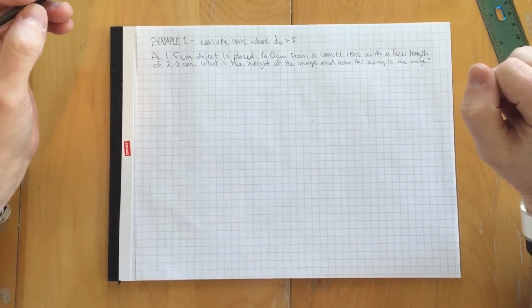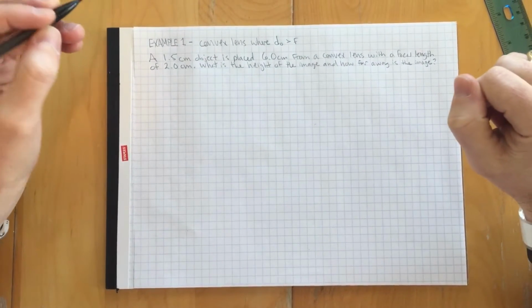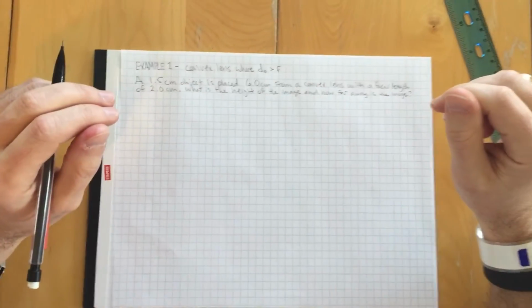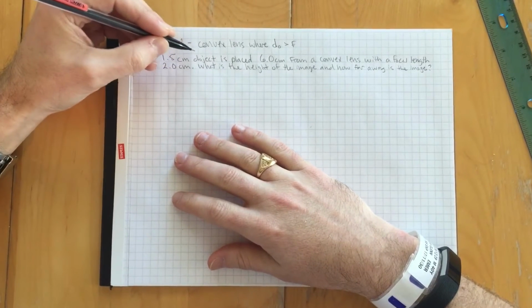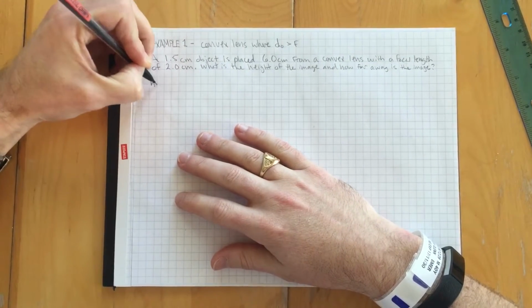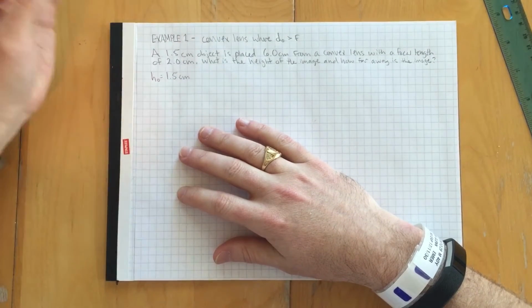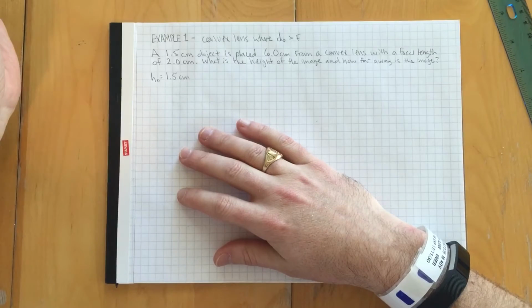A 1.5 centimeter object is placed 6 centimeters from a convex lens with a focal length of 2 centimeters. What is the height of the image and how far away is the image? So let's write out what we have. The 1.5 centimeter object, that is the height of the object. So really, HO is always just going to be the size. It's not like we're measuring how tall someone is every time or something like that.